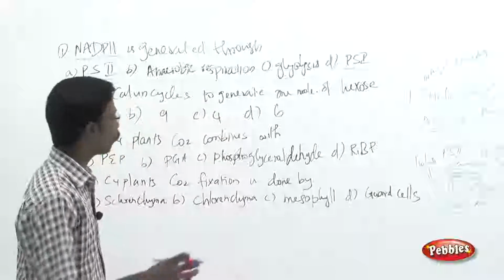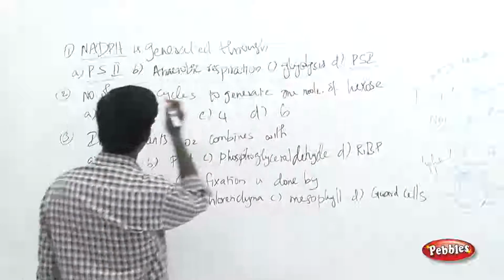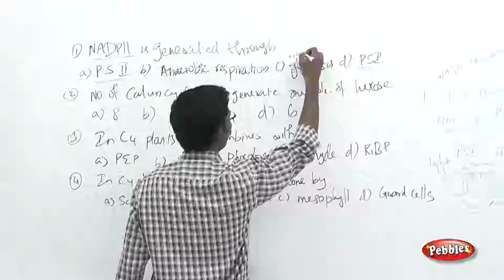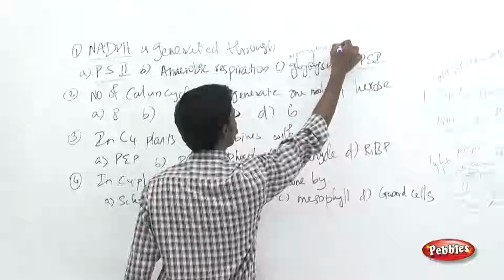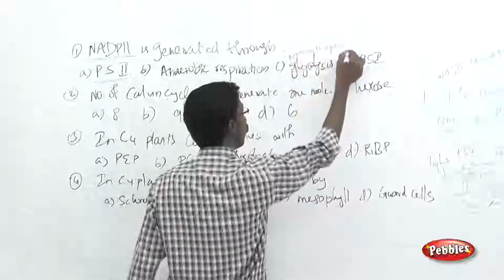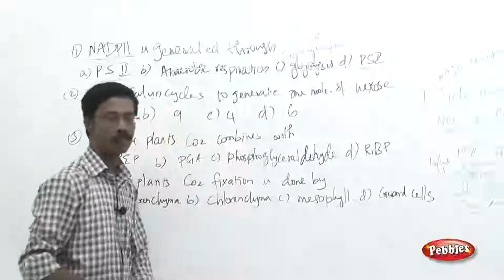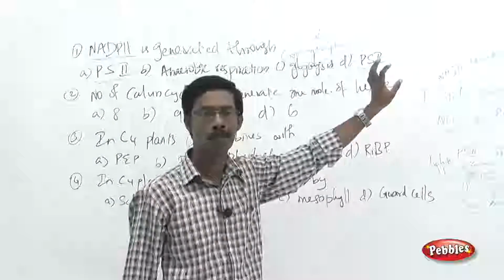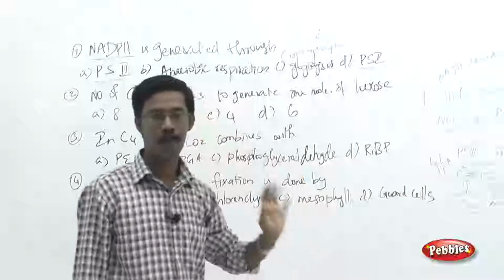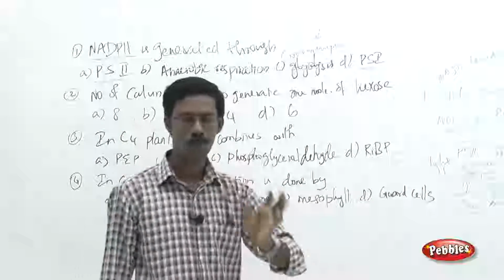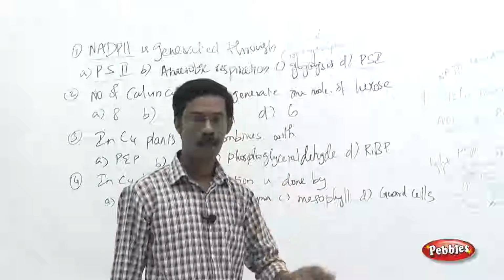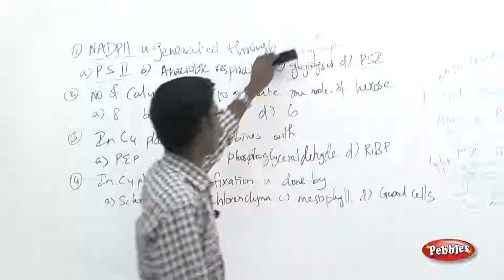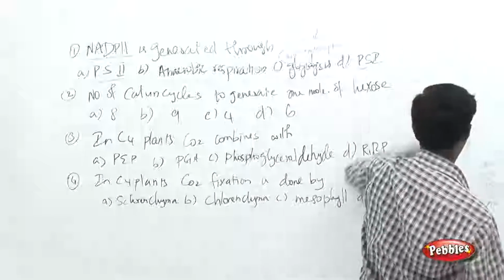Suppose you have a choice like PS1, PS2, and for example instead of glycolysis you have non-cyclic phosphorylation. You have to choose non-cyclic phosphorylation because NADPH is the product of non-cyclic phosphorylation. In cyclic phosphorylation, there will be no production of NADPH, only the production of ATP. This is the major difference you have to remember between the production of ATP and NADPH. Now see the next question.